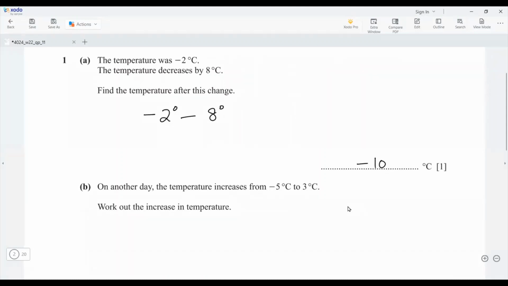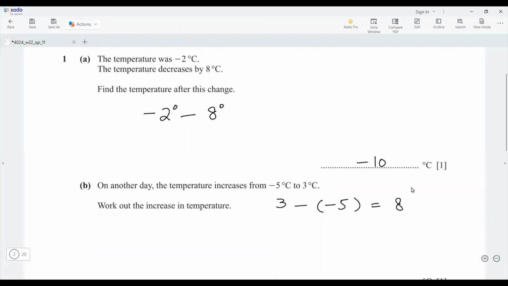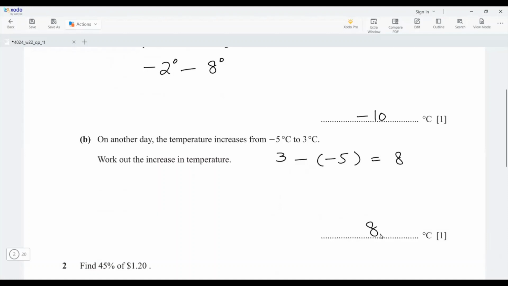In the next question, on another day, the temperature increases from -5 till 3 degrees. This means that there is an increase. For having increase, we have to subtract the maximum value minus the minimum value, means 3 minus -5 gives us 8. We can do it directly, means the difference between -5 and 3 degrees will be the increase in temperature. So no need of calculation in this. If you have done it mentally, that will be fine. It is of having just 1 mark. So write down 8 here.